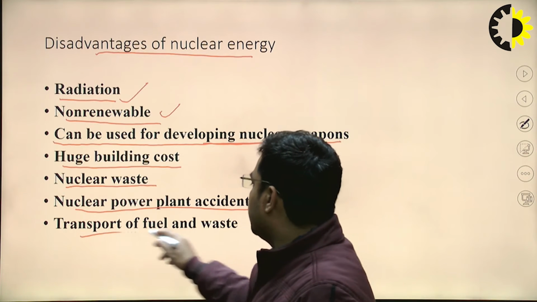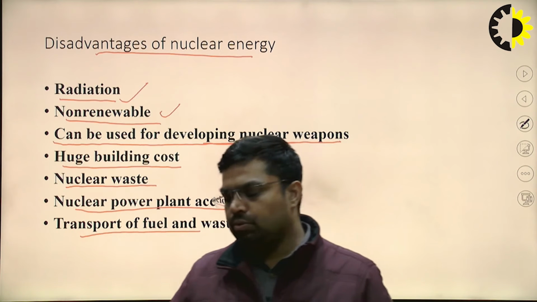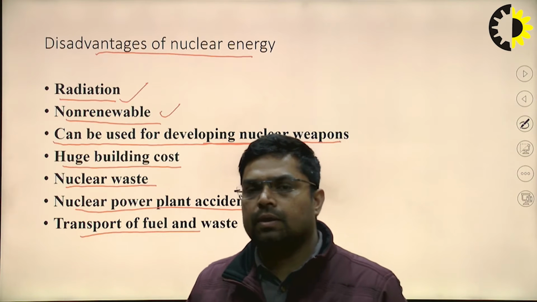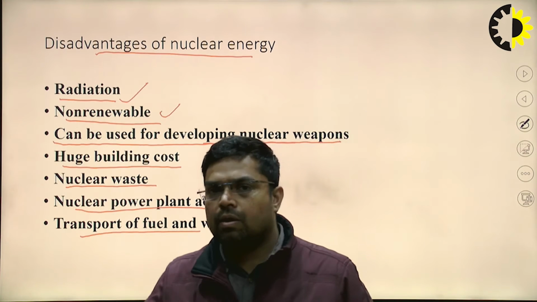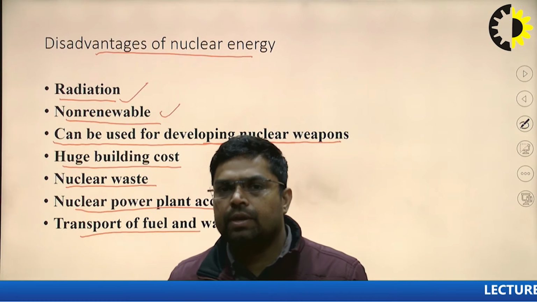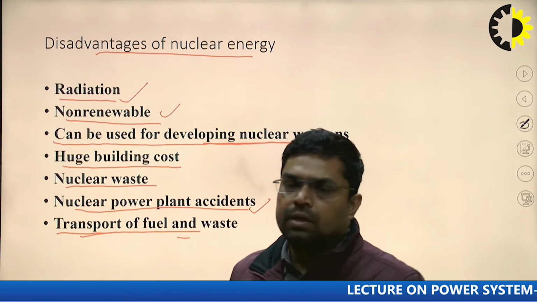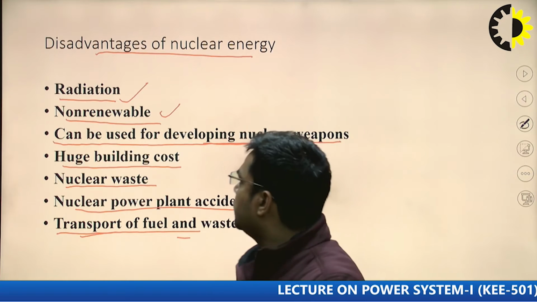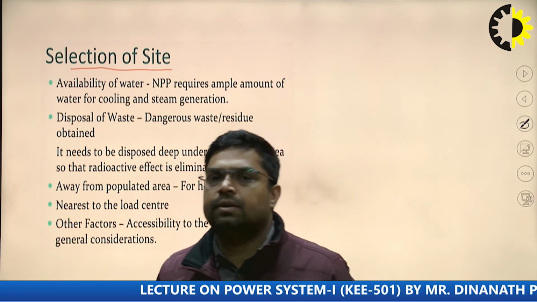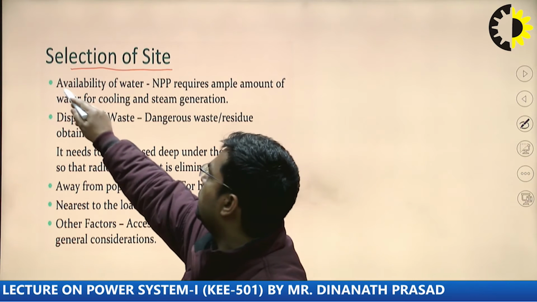Another one is the transport of fuel and waste. Although the amount of fuel taken from the source or sent for further disposal is very small, we take very careful considerations for the transportation and the fuel disposal. So how do we select the site for a nuclear power plant? First of all, the major point is the availability of water.